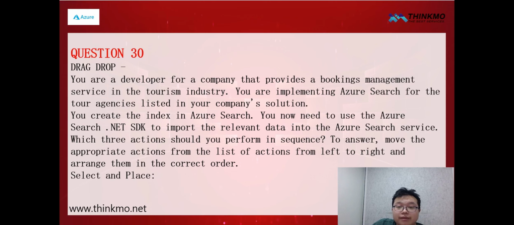The question is about developing a reservation management system for the tourism industry for a company named Blue, and it requires importing travel agency data into our index. So in this case, the steps involve using our search function to complete the data import. Which three specific operations need to be performed? Moreover, it also mentions that these three operations need to be performed in order.